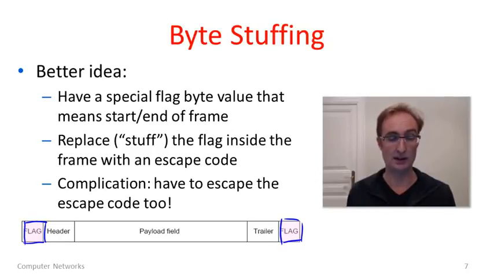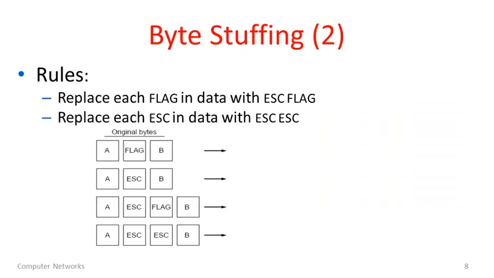There's a small complication here too. If we introduce a special character like an escape code, we'll also have to escape the escape code because there might be escapes in the real data. Here's an example of byte stuffing. The rules here are every time you see a flag in the data, replace it with the sequence escape flag, and every time you see escape, replace it with escape escape. That's it. So we can fill out this example together.